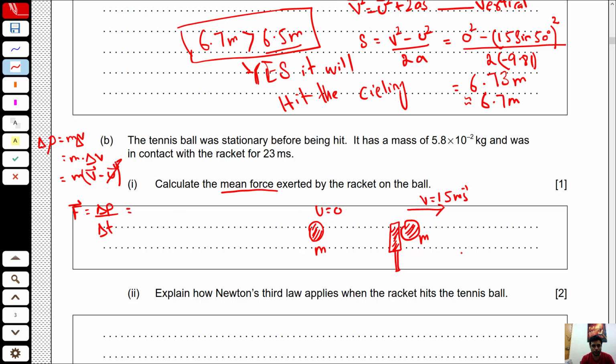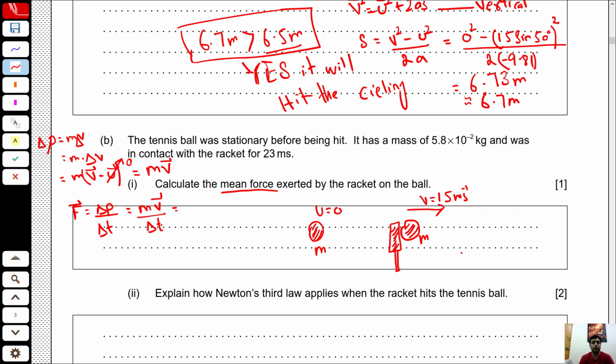So we can replace this one with 0. So as a result, we will get mass times final velocity. You see, because this part becomes 0, expand the bracket, mass times final velocity is equal to change in momentum. Then we can substitute this mv into here. We will get m times final velocity divided by duration of the impact.